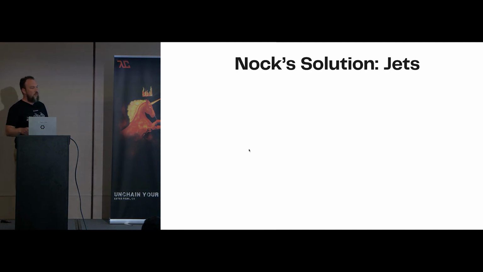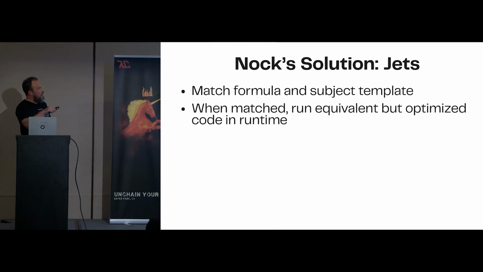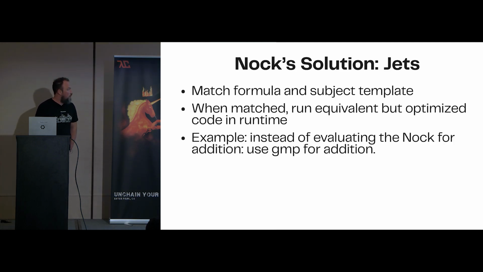Oh, no. OK, so this was foreseen as part of the original Nock design, it turns out. And the solution is something that we call jets, which is to say we're going to match the formula, the operation we're doing, and a template on our input. And when it matches, in the interpreter, we're going to run equivalent but highly optimized code in the runtime. So for example, instead of naively running this Nock for addition, we can verify that that's actually equivalent to just what GMP does for addition on natural numbers, right? Okay, so our interpreter will say, okay, this is the formula for add.